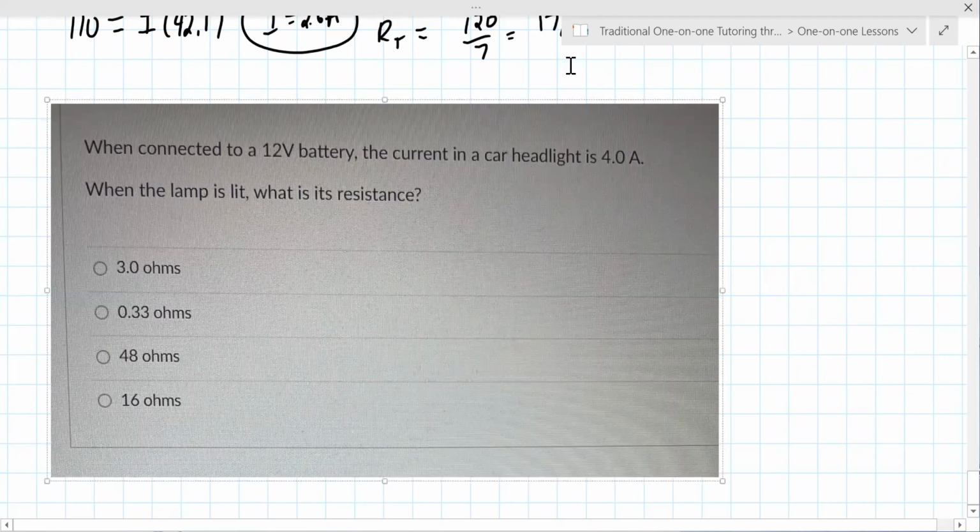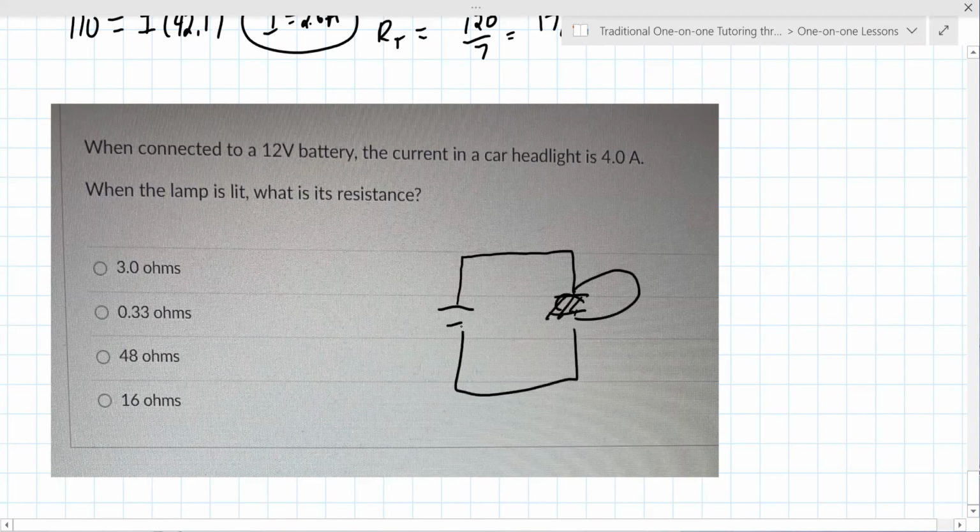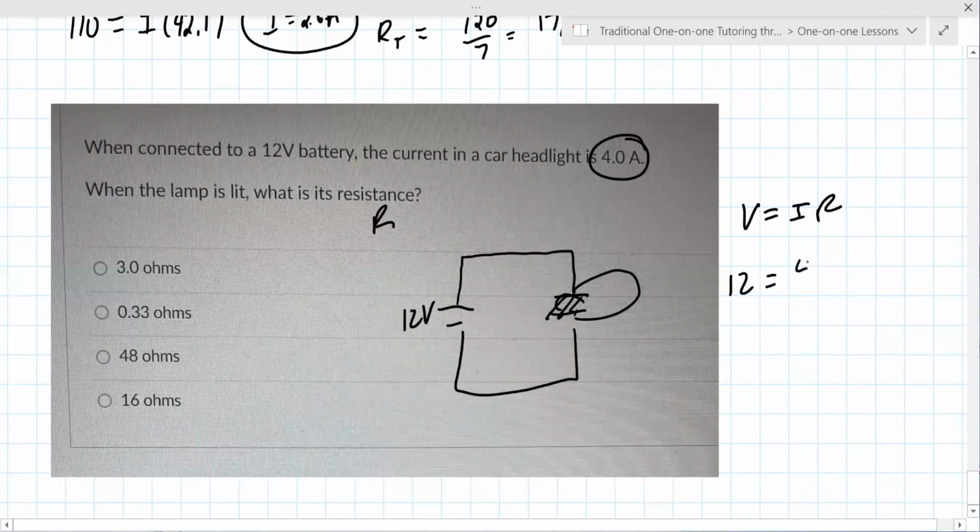So here, this looks like it might be the one after 13. When connected to a 12-volt battery, so that's your source, the current in a headlight, so you treat the headlight as like a bulb. Okay. So they're saying 12 volts, the current's 4 amps. What is the resistance? That's a V equals IR problem. So your voltage is 12, your current is 4, and you have to solve for R. So R is 3 ohms.